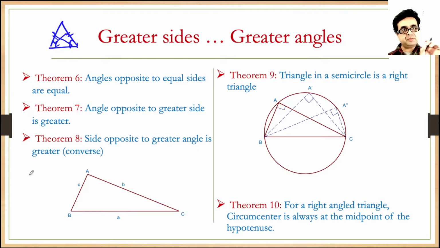Then we move a little bit beyond the equality to the inequalities, and the first theorem states that angle opposite to greater side is greater. So in this triangle, you can obviously see that side A is greater than side C. What that means is that angle A is going to be greater than angle C based on theorem number 7. So let me just write it here. Now the reverse of that is also true. So if I'm given that angle A is greater than angle C, then side A will be greater than side C.